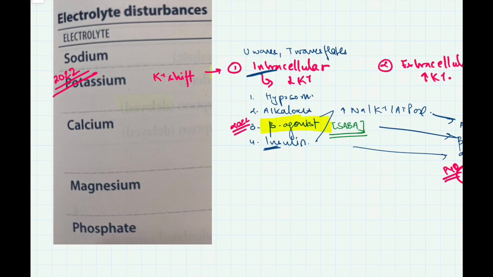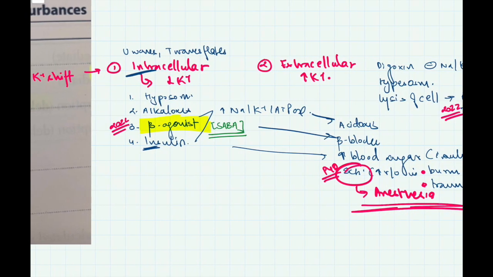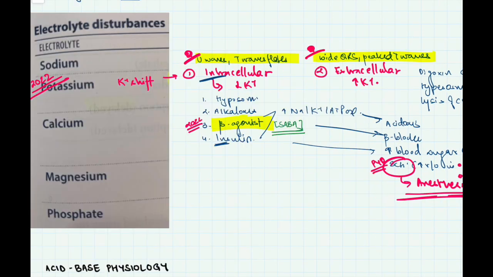Apart from that, there can be arrhythmia, muscle cramps and weakness, while hyperkalemia is responsible for wide QRS and peaked T waves along with arrhythmias and muscle weakness. This is very important. Even ECGs have been asked whether it is hyperkalemia or hypokalemia. So they are very important.